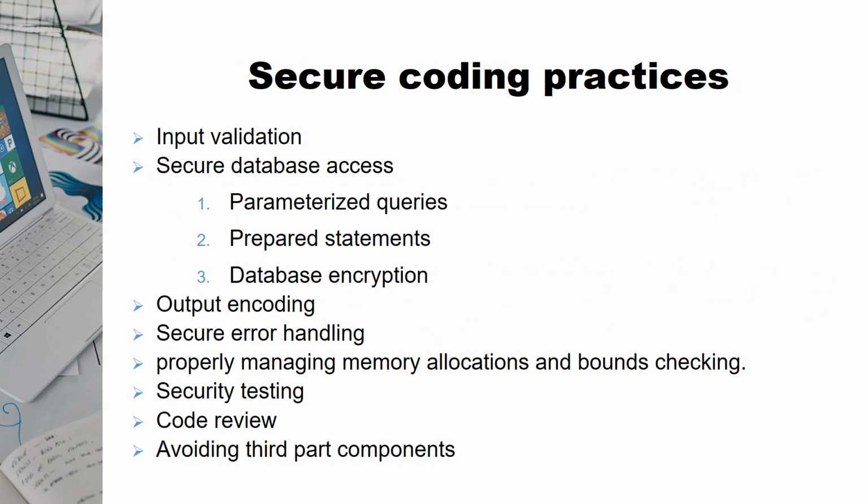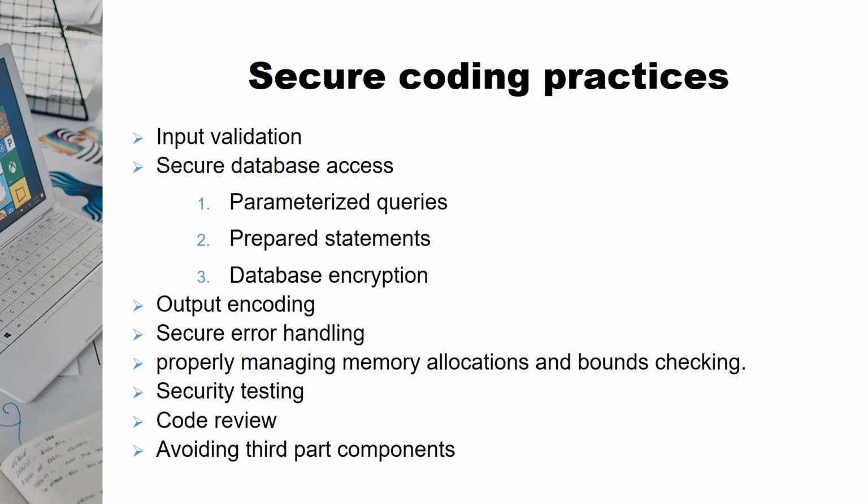Let's look at some key secure coding practices with real-world examples. First, input validation. This one always checks and cleans data from users. For example, if a form asks for an email address, make sure it really is an email and not a piece of code. Then secure database access.